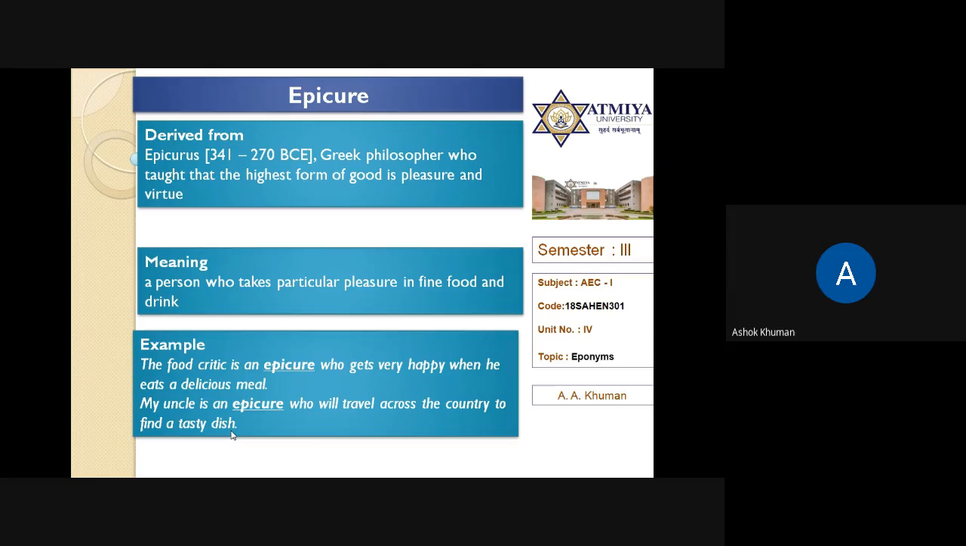Gastronomy. There is another word, gastronomy. Anything related to cooking, the art of cooking, is called gastronomy.